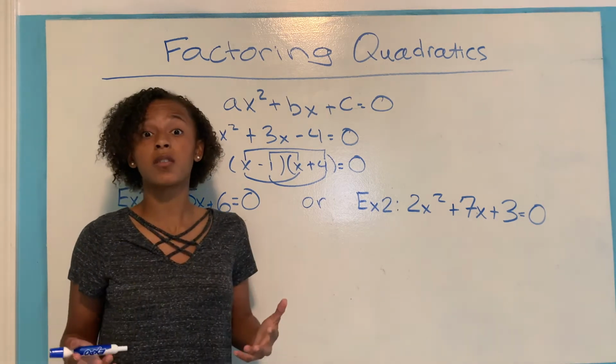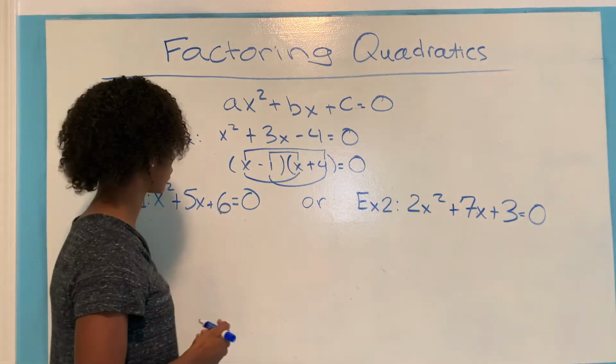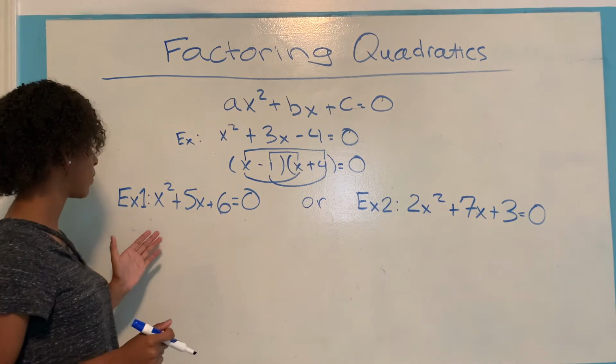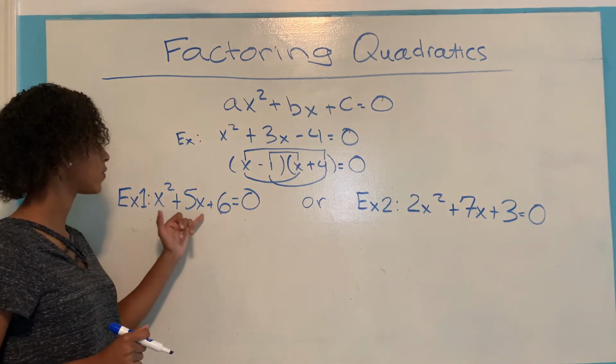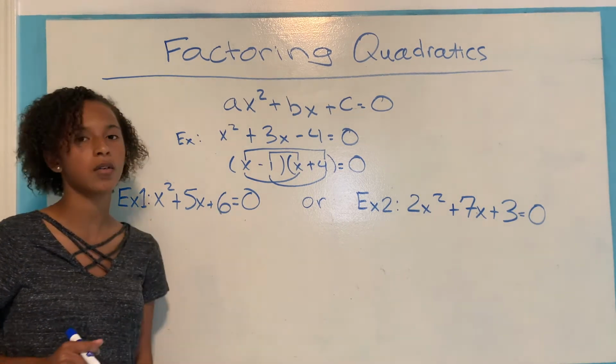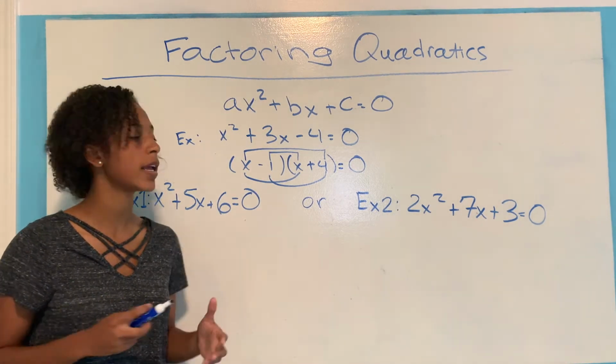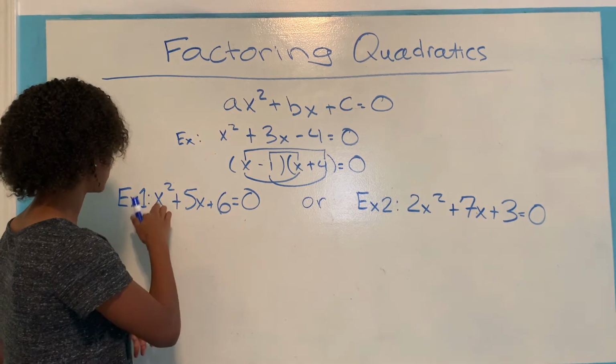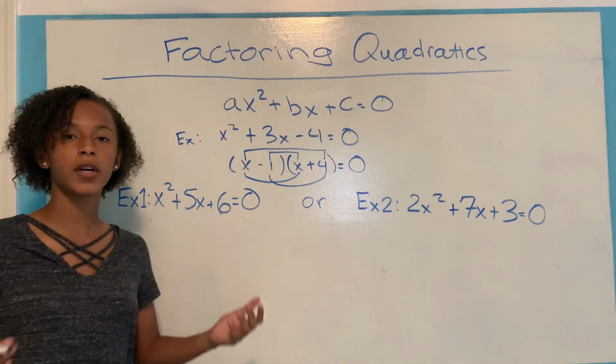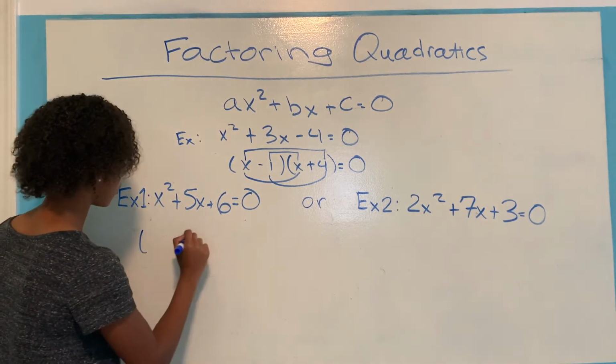Alright, so let's get started solving with some examples. My first example is x squared plus 5x plus 6 equals 0. This will help demonstrate how you do factoring if it has a coefficient of 1, right? So let's start. Let's draw our parentheses first.